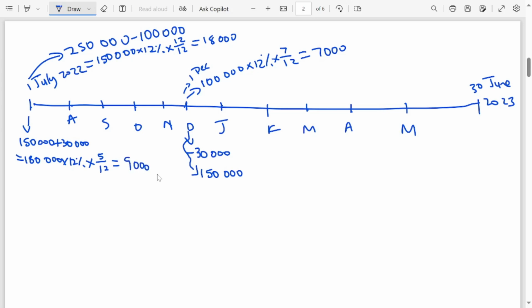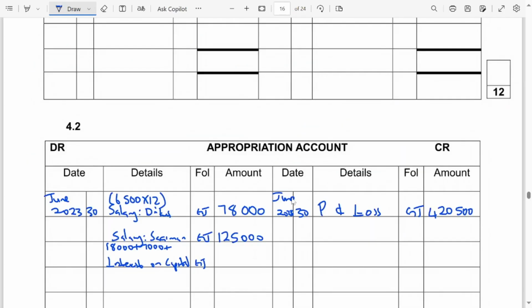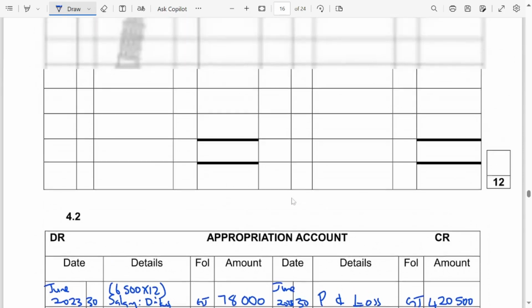Then the 150,000, it stayed from December to June. That is how many months? 7 months. So multiply by 7 over 12. 150,000 times 12% times 7 over 12, that is 10,500. Right? So we have 9,000 and 10,500. These two are for the interest on capital for Seaman.